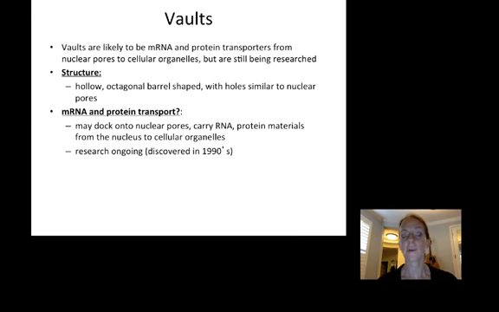In addition, we have an organelle that is newer in terms of research, and these are called vaults. Vaults, we think, although the research is still coming out, they're very likely to be mRNA and protein transporters, where they are transporting mRNA and protein from nuclear pores to the cellular organelles. But they're still on the subject of research, and we're not quite sure what vaults do exactly. We think they may dock onto the nuclear pores carrying the RNA from the nucleus, but they've just been discovered in the 90s. They're hollow, little octagon shaped, with holes similar to nuclear pores.